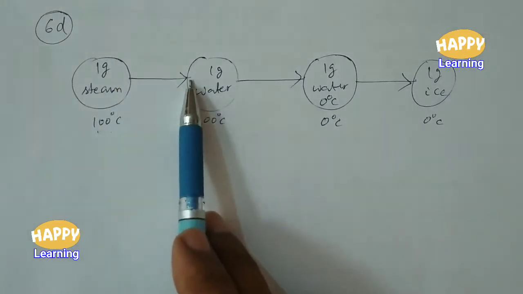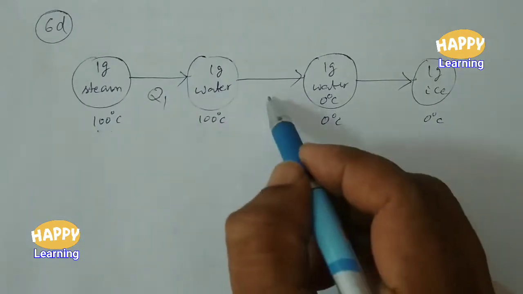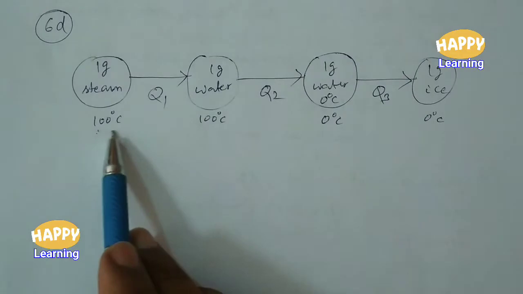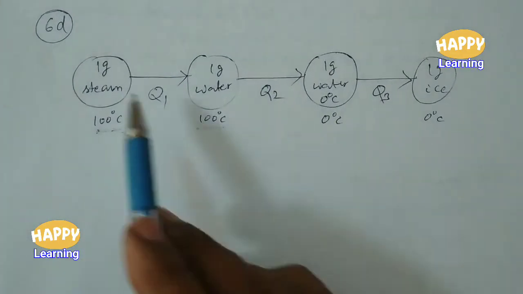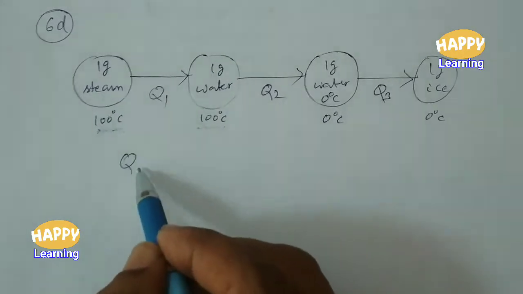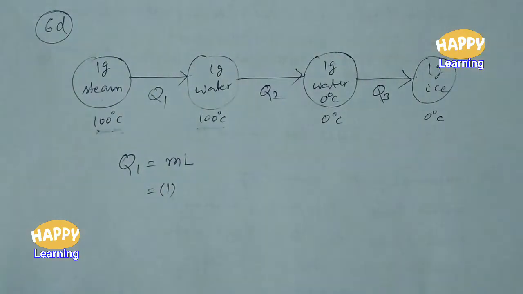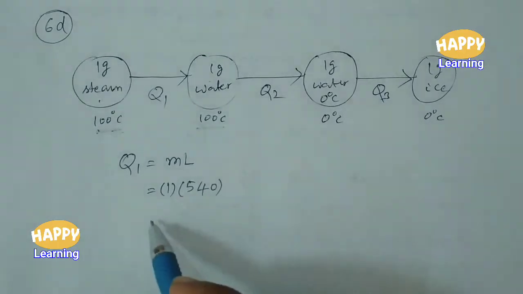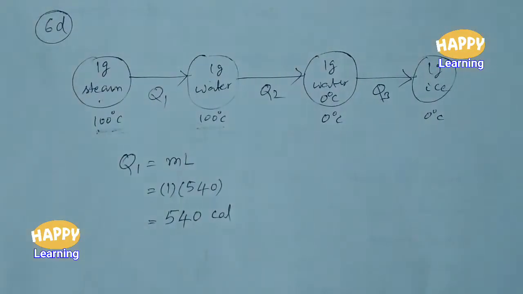So stage 1, stage 2, stage 3. Let us call this as Q1. Here it is Q2. Here it is Q3. As the temperature is constant, only phase is changed from steam to water, you need to use the formula Q1 equal to m l. M is given as 1 gram. For steam, L value is 540. Therefore, this is equal to 540 calories.